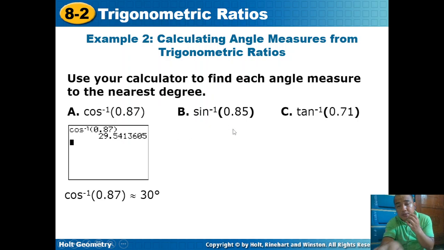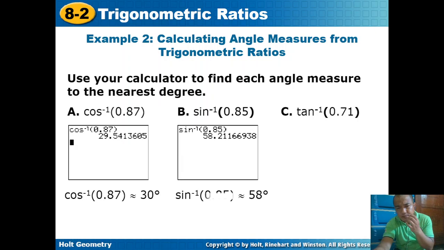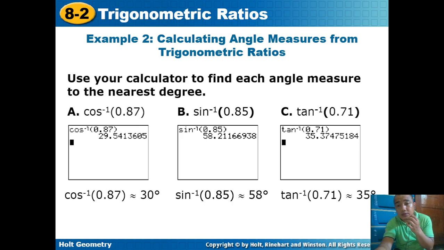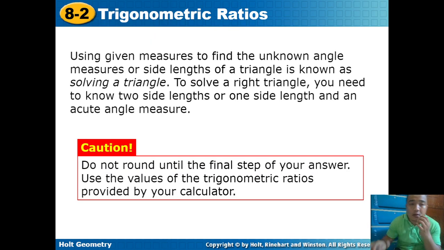Next, shift sine. You press shift, then sine, 0.85. The answer is 58.21, or simply 58 degrees. Next, shift tan. You press shift, then tan, 0.71. The answer is 35 degrees. Okay, did you get it? That is how we get the measure of the angle of a triangle, of an acute triangle.